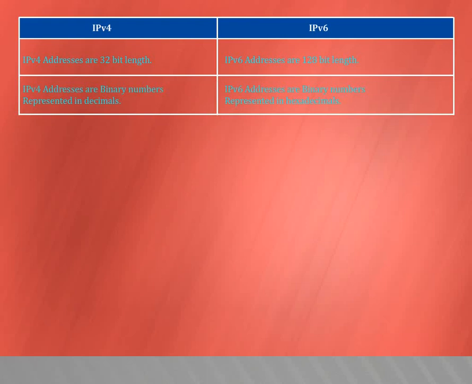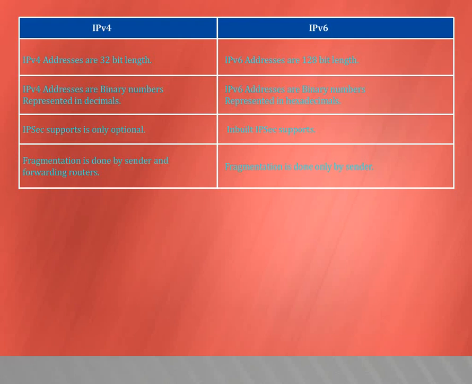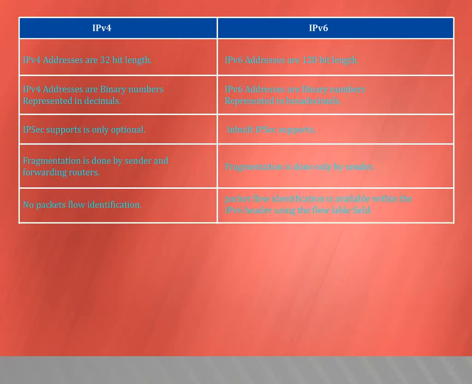IPv4 versus IPv6. IPv4 addresses are 32 bits in length. IPv6 addresses are 128 bits in length. IPv4 addresses are binary numbers represented in decimals. IPv6 addresses are binary numbers represented in hexadecimals. IPsec support is only optional in IPv4, while IPv6 has inbuilt IPsec support. In IPv4, fragmentation is done by the sender and forwarding routers. In IPv6, fragmentation is done only by the sender. IPv4 has no packet flow identification. In IPv6, packet flow identification is available within the header using the flow label field.